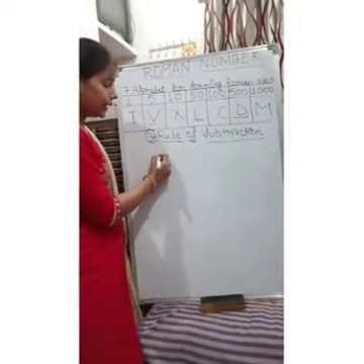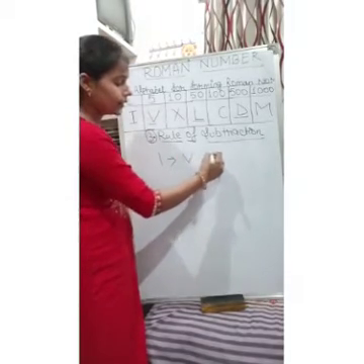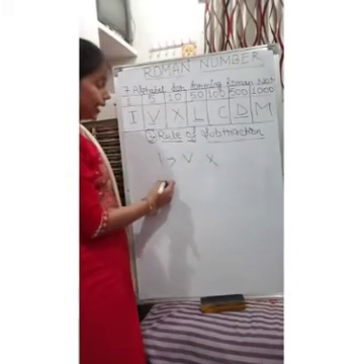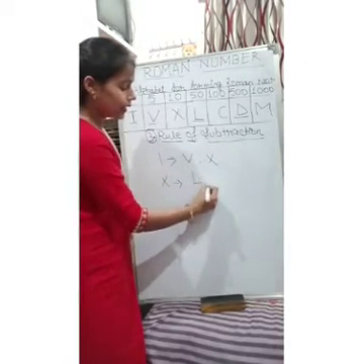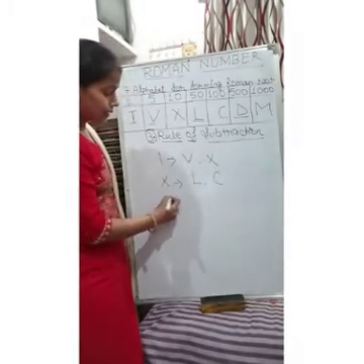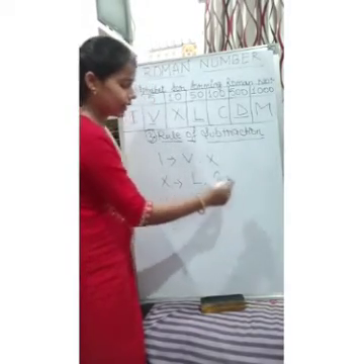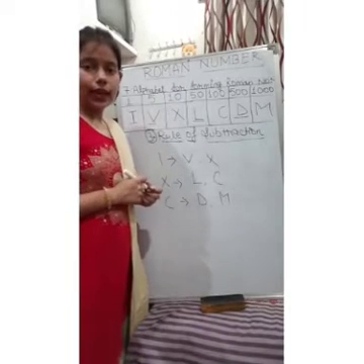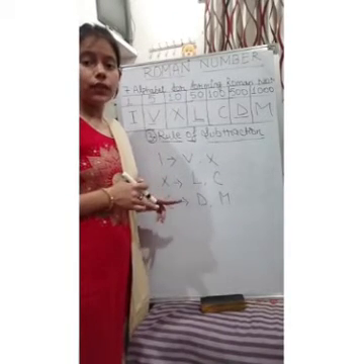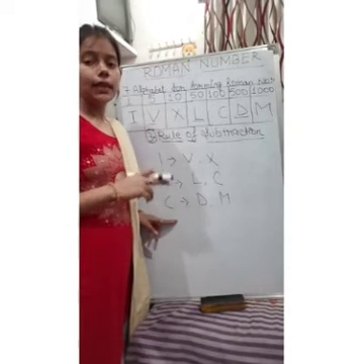Class, I can be subtracted from only V and X, X can be subtracted only from L and C, and C can be subtracted only from D and M. So class, from which numbers can we subtract I? V and X. And from which numbers can we subtract X? L and C. And C from D and M.